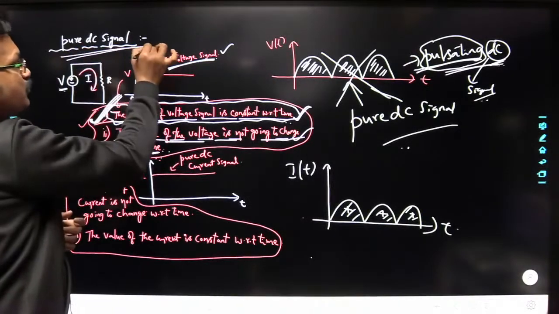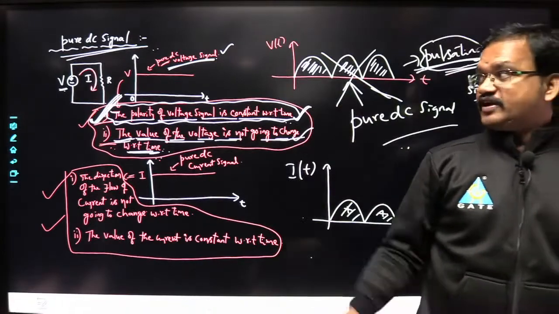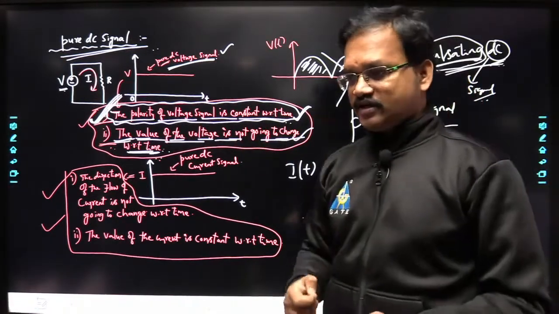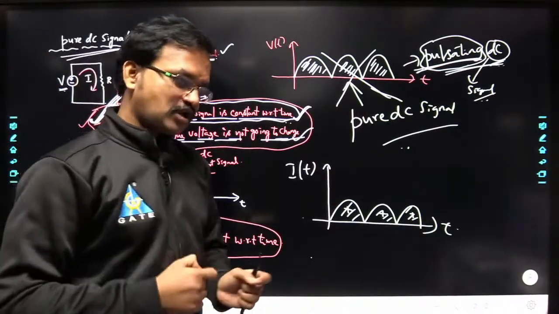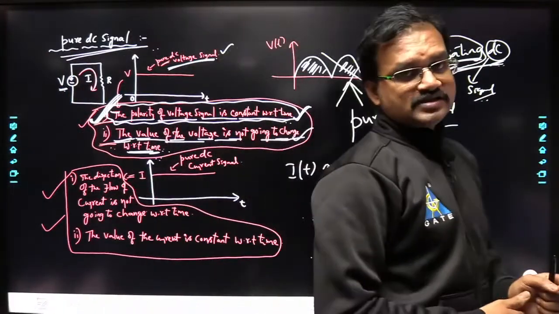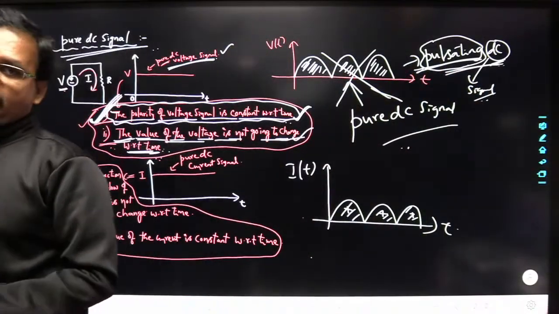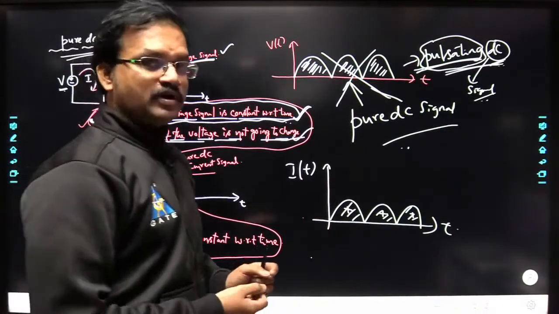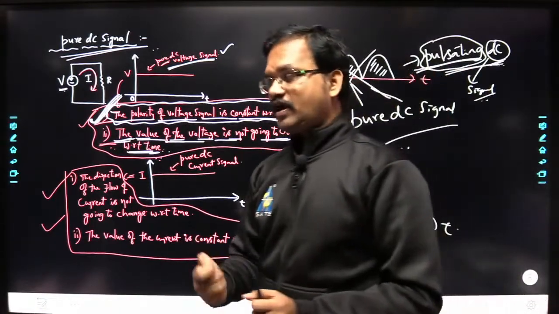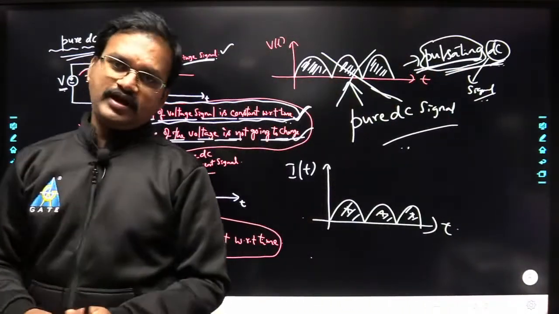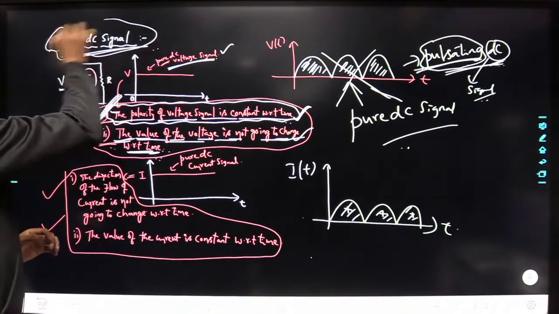What do you mean by a pure DC signal? It has to satisfy two conditions. If it is a voltage signal, the polarity of the voltage signal must be constant with respect to time, and also the value of the voltage must be constant with respect to time. Similarly, if you are defining a DC current signal, then the direction of the current must be the same with respect to time, and it also has to maintain a constant value of the current with respect to time. If it satisfies these conditions, then we can treat that signal as a pure DC signal.